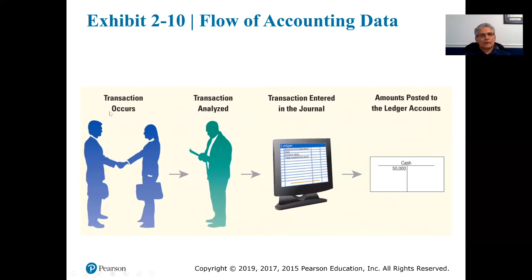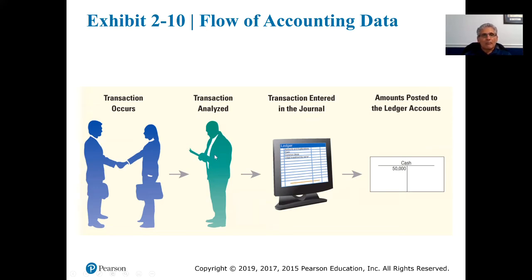So the way the data flows is the transaction occurs, an economic event occurs, the transaction is analyzed, meaning somebody needs to look at the source documents, what the documents are showing, whatever receipts, checks, timesheets, whatever it may be, the source documents. And then once they are analyzed, a determination is made of what accounts are impacted and whether they're debits and credits.